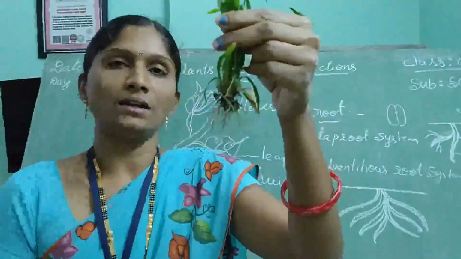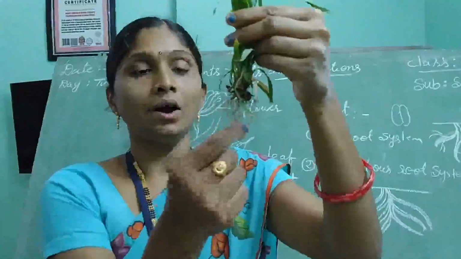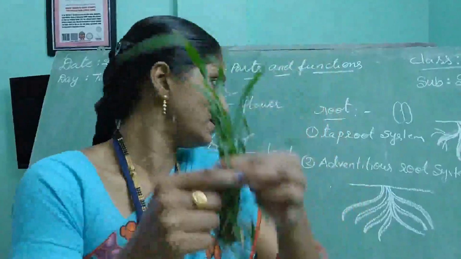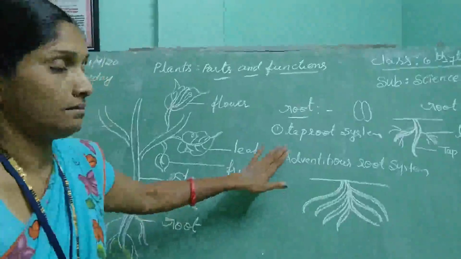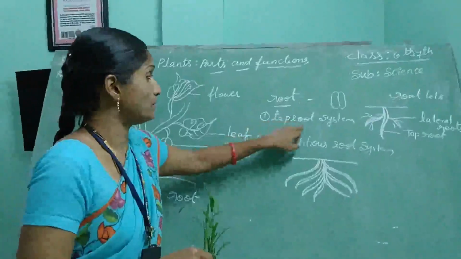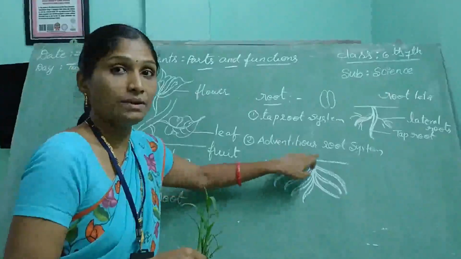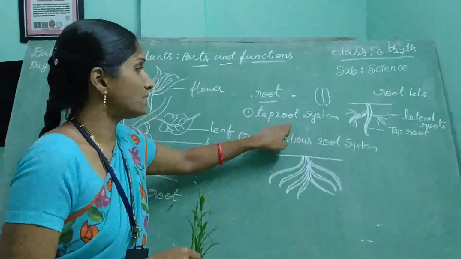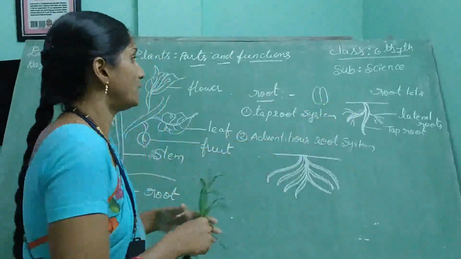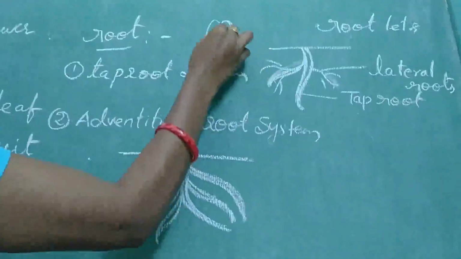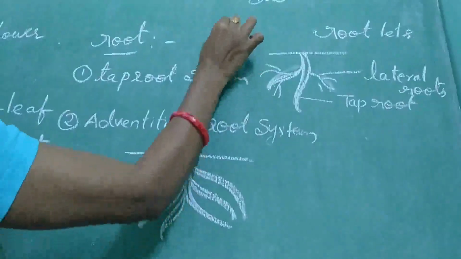All roots are thin, similar, and hair-like in structure. There are two types of root systems: one is the taproot system, and the second is the adventitious root system. The taproot system occurs in dicotyledonous plants. Dicotyledonous plants means all seeds have two parts.